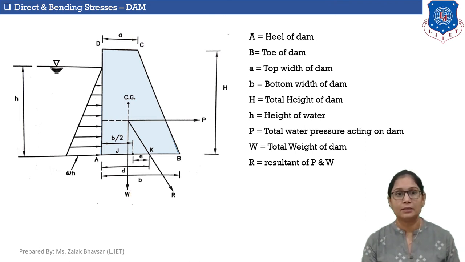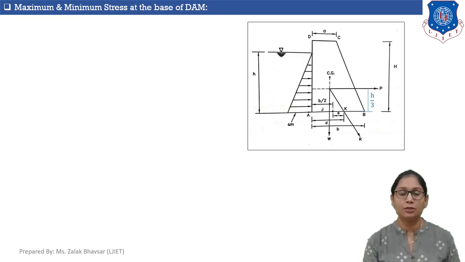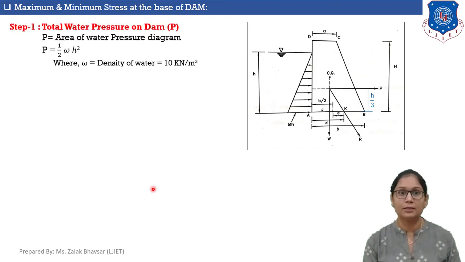So let's discuss the steps that we need to follow for calculating maximum and minimum stresses at the base of the dam. There are a total of 4 steps to calculate maximum and minimum stresses at the base of the dam. Here is step number 1. In step number 1, we will calculate the total water pressure on the dam, which is capital P.